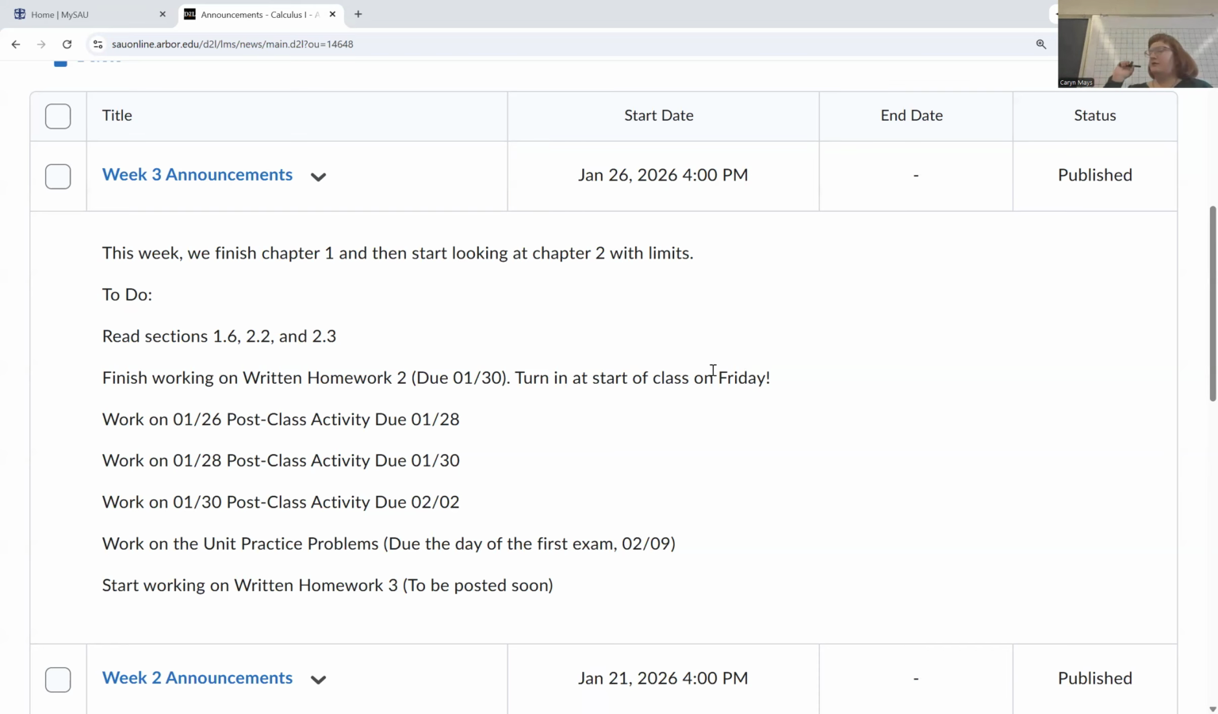We have started on chapter 2. We got 2.2 where we looked at how to evaluate limits numerically, plugging in values really close, and graphically, actually looking at the graph to see what happens.